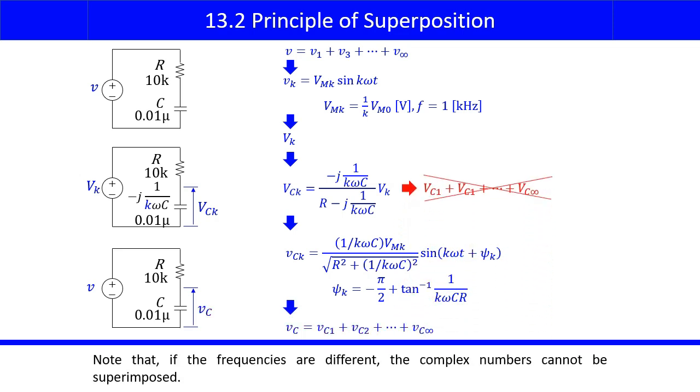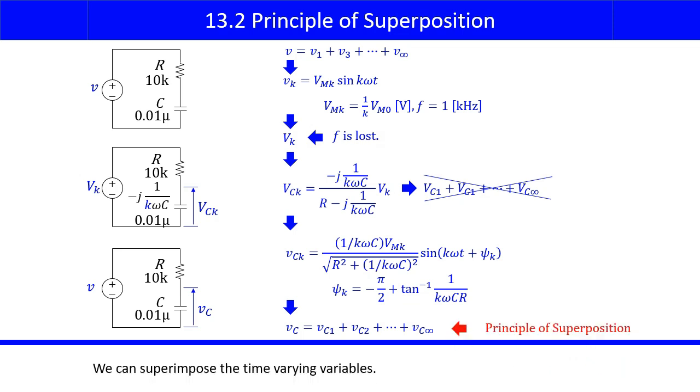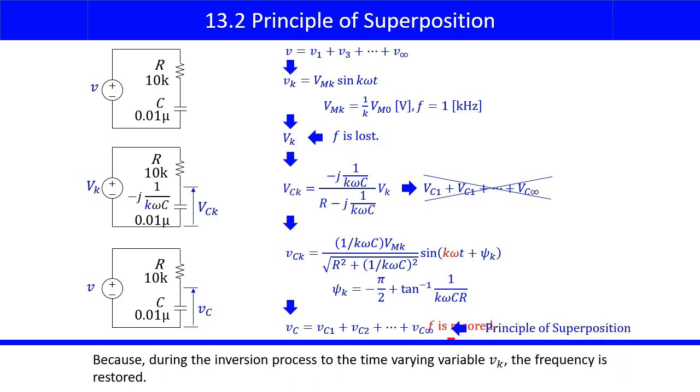Note that, if the frequencies are different, the complex numbers cannot be superimposed. Because, in the conversion process to the complex number uppercase Vk, the frequency information is lost. We can superimpose the time-varying variables. Because, during the inversion process to the time-varying variable lowercase vk, the frequency is restored.